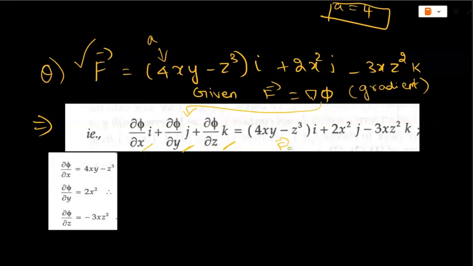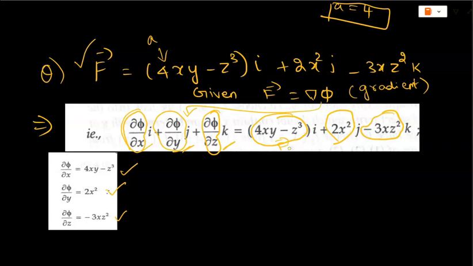We have equated this. So I am saying that with the left hand side and the right hand side vectors equal, the corresponding coefficients should be equal. So here del phi by del x will be equal to the i coefficient, 4xy minus z cube. Similarly, del phi by del y, that is the j coefficient, should be equal to 2x square. So we are not writing ijk, we are just comparing the coefficients. And similarly, del phi by del z is equal to, taking the negative sign, minus 3xz square. So we got three equations.